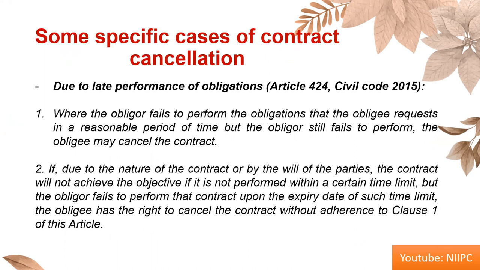Some specific causes of contract cancellation. Article 424, due to late performance of obligation: where the obligor failed to perform the obligation that the obligee requested within a reasonable period of time, but the obligor still failed to perform, the obligee may cancel the contract, all right? So, if due to the nature of the contract or by the will of the parties, the contract will not achieve its objective if it is not performed within a certain time limit, so time is gold, time is very important, but the obligor failed to perform the contract over an expired date and set time limit, the obligee has the right to cancel the contract without adhering to clause one of this article.